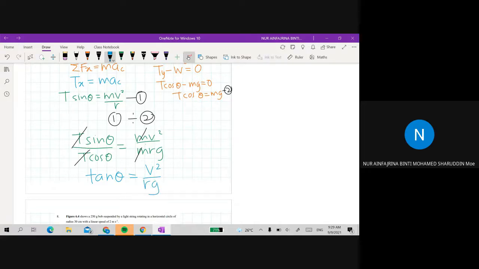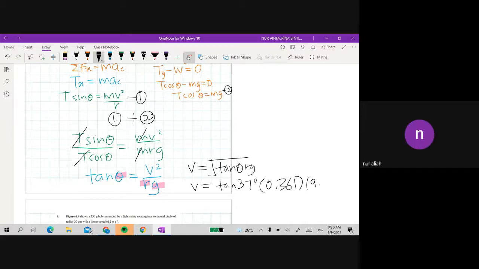Now we know the radius. We know our g, g is always fixed. And we know our angle. Now we can find our v. So v equals the square root of tangent theta times rg. So for the angle, put tangent 37 degrees. Your radius, which you just calculated, is 0.361, and your g is always fixed, what is your g? 9.81. Press your calculator, what do you get? 1.63. Is your answer the same as the final answer given?